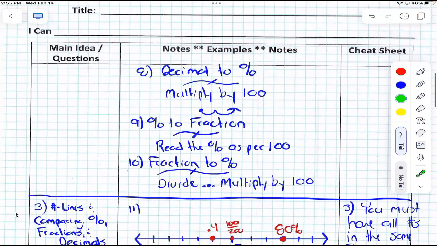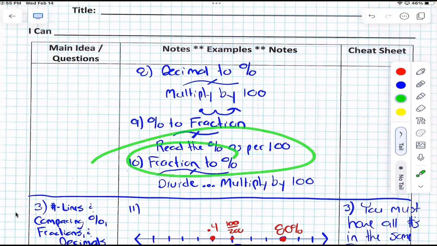If I want to go from a percent to a fraction, what do I do? As what? Per 100. What does per mean? Fraction bar. And if I want to go from a fraction to a percent, this is the only one that involves 2 steps. The first thing you do is? Divide. And then you? Multiply by 100.